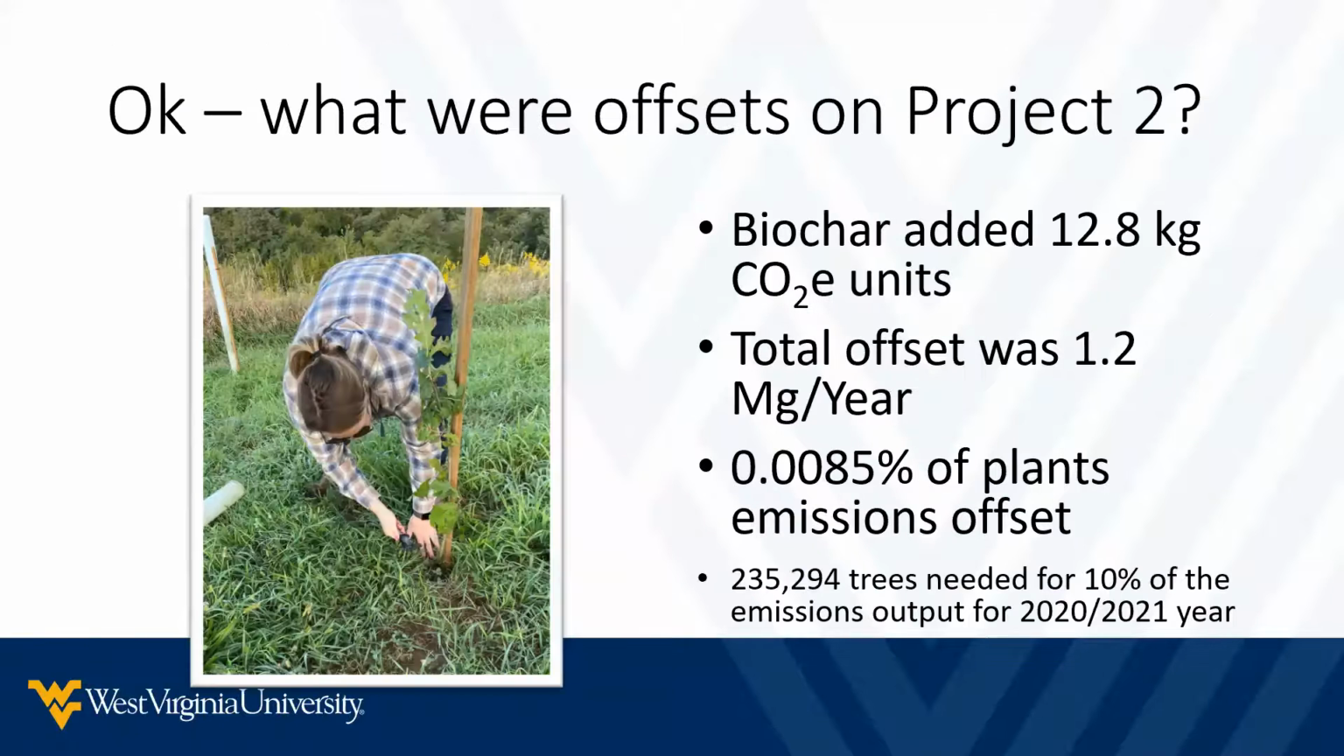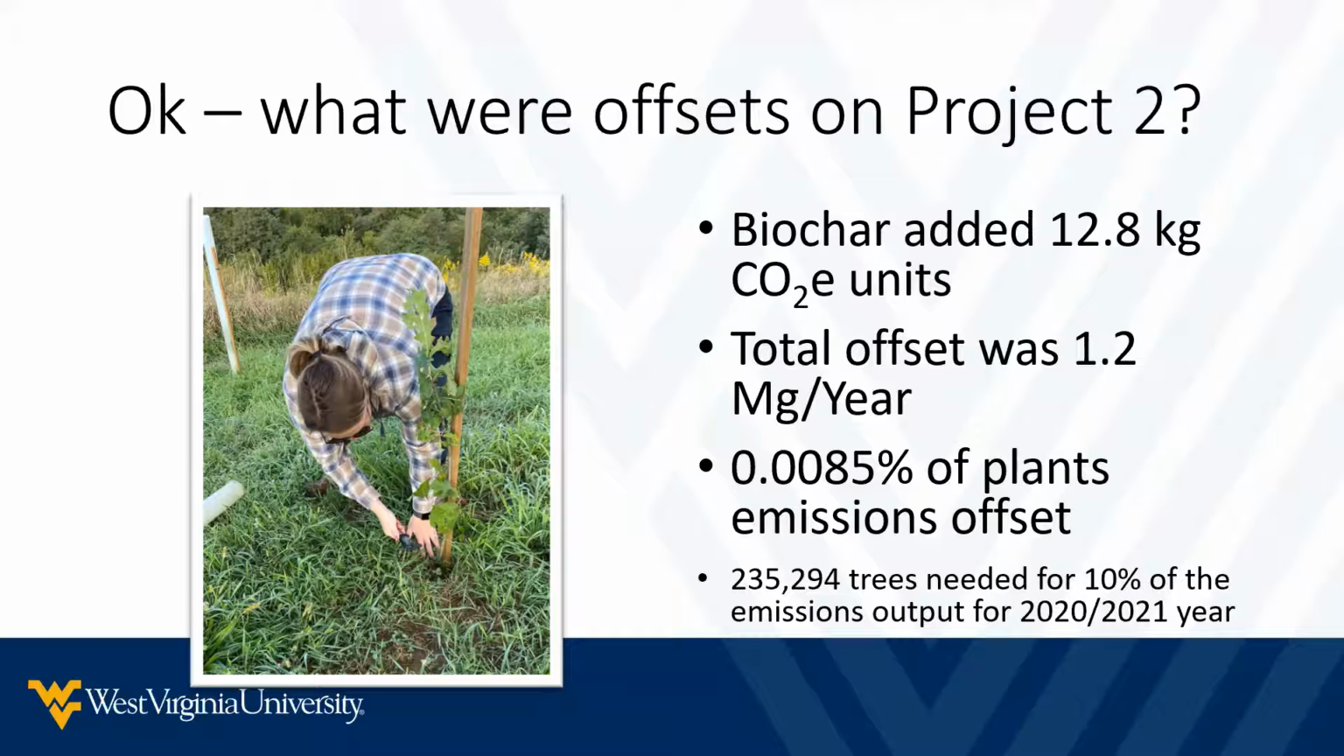So a big part of this was Tara. This is actually a company that she's employed by, and she did a great job of working with the company to get them interested in looking at reducing some of their emissions. She found at the end of her project and all the work that she put in that the biochar added basically 12 kilograms of CO2 equivalent units for that application, how she applied it. Total offset was right around 1.2 megagrams per year.